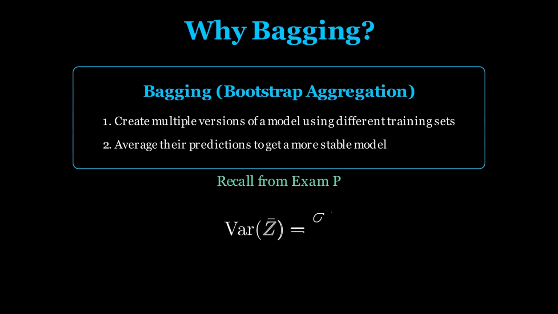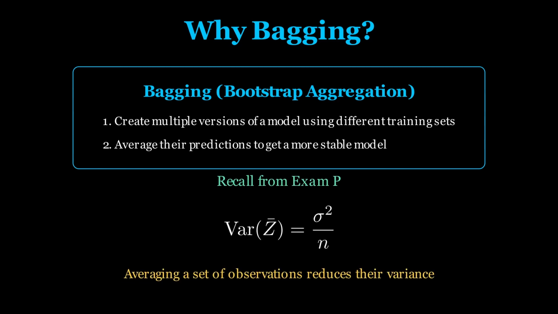Why does averaging help? Recall from exam P that given a set of n independent observations, z1 through zn, each with variance sigma squared, the variance of their mean is sigma squared divided by n. This equation shows that averaging a set of observations reduces their variance. So by aggregating multiple predictions, we can achieve a more stable and accurate prediction model.